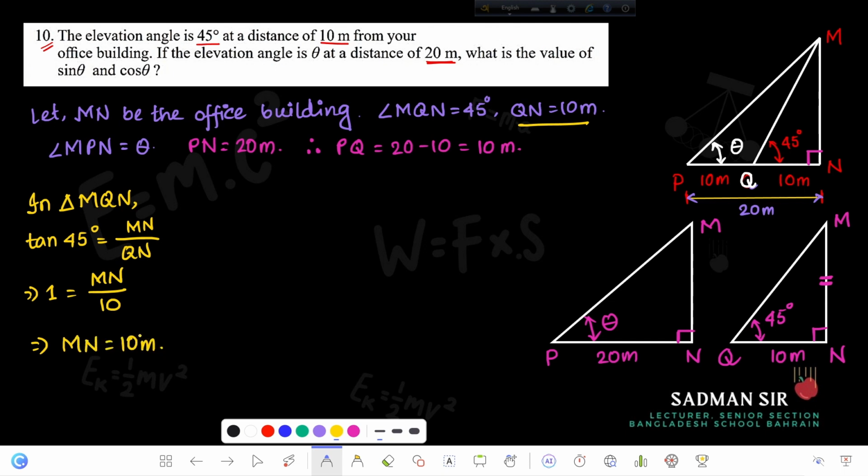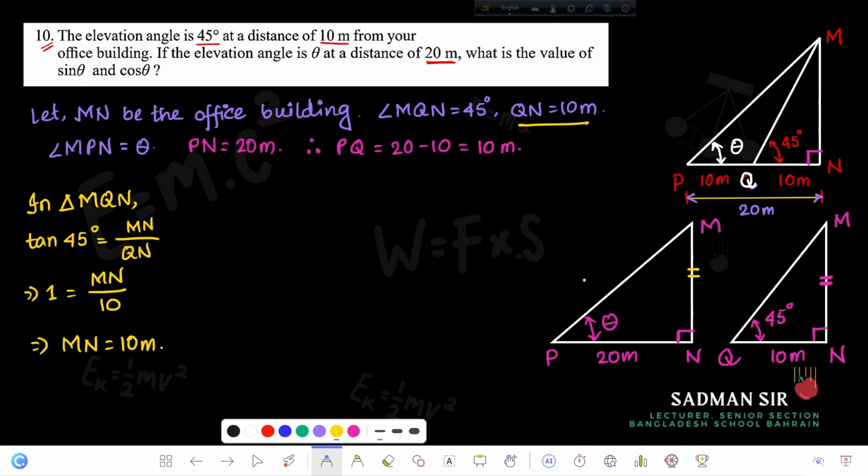Now you might be thinking, why did I find out MN? Because MN is the side which is common in the bigger triangle also, right? In the bigger triangle you can see that this MN is same as the smaller triangle. So if I find out the value of MN from this triangle, definitely I can use that value to calculate any other thing that is required in this triangle.